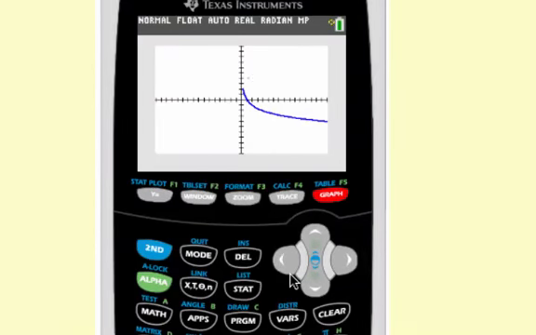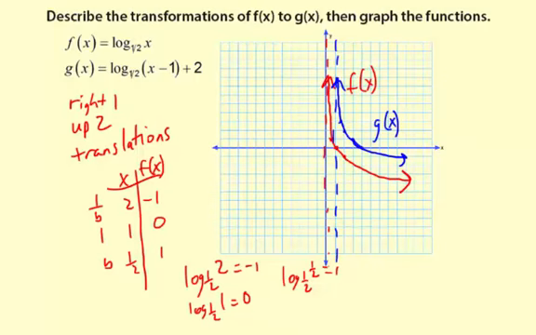Okay, there's f of x, and there's g of x. You can't see the asymptote on here, but it would be going right up at x equals 1. Okay, so that looks good. And so here are my translations. I have translations right 1 and up 2.